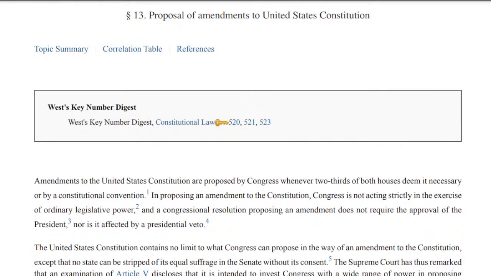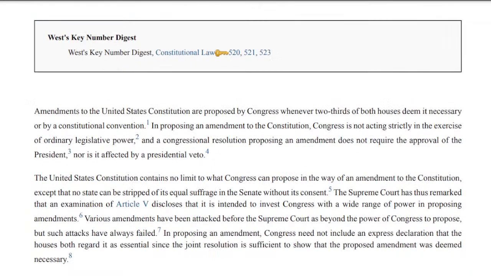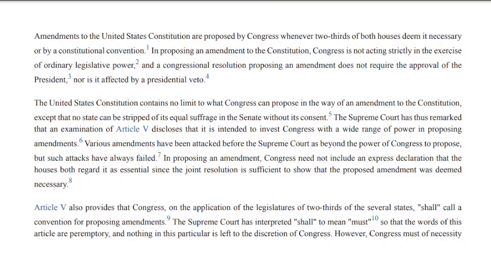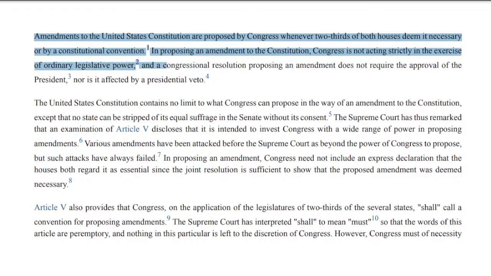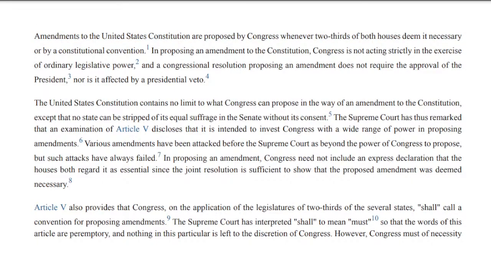So we're on the proposal of amendments to the United States Constitution. Amendments to the United States Constitution are proposed by Congress whenever 2/3 of both houses deem it necessary or by a constitutional convention. In proposing an amendment to the Constitution, Congress is not acting strictly in the exercise of ordinary legislative power, and a congressional resolution proposing an amendment does not require the approval of the President, nor is it affected by a presidential veto.